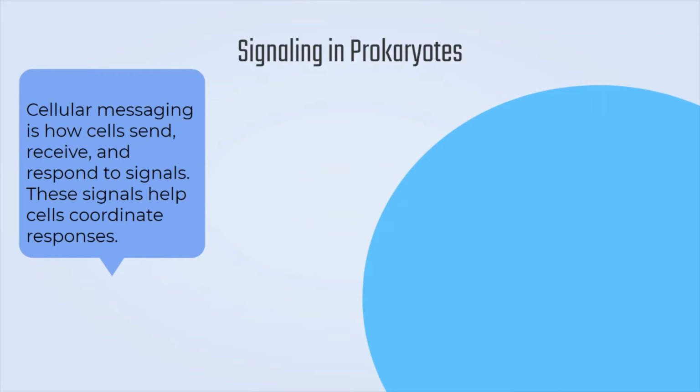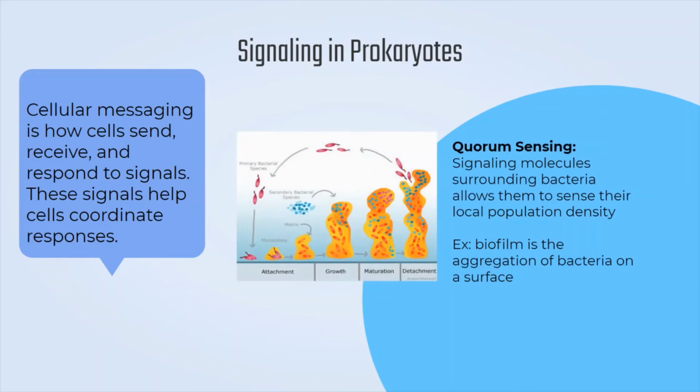So signaling can occur in prokaryotes through something called quorum sensing. And this is when signaling molecules surround bacteria, and this allows them to sense their local population density. And due to this sensing, things such as biofilm are able to be created. And biofilm is the aggregation of bacteria on top of a surface.